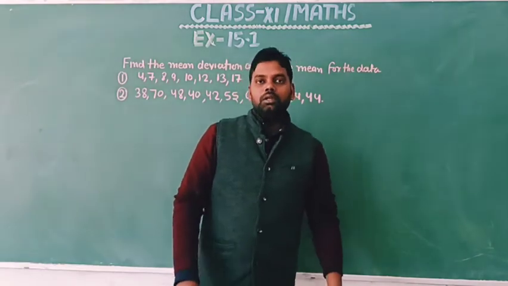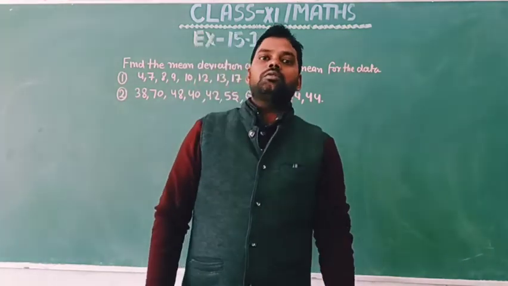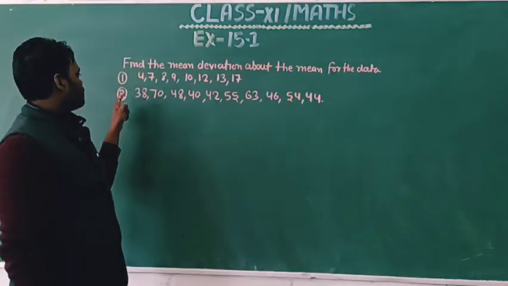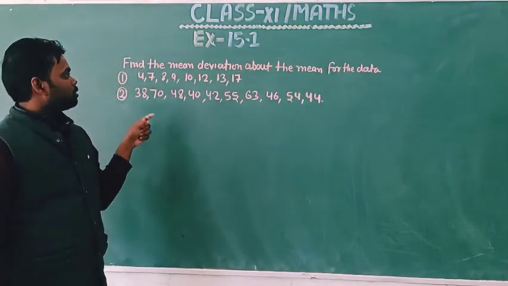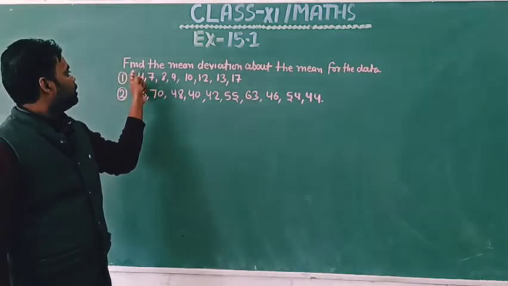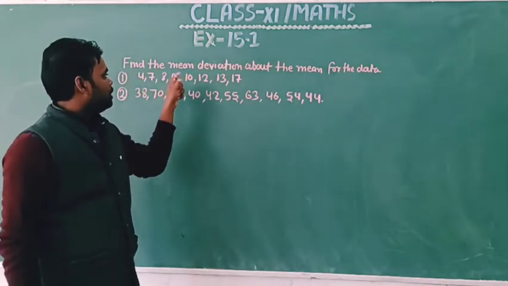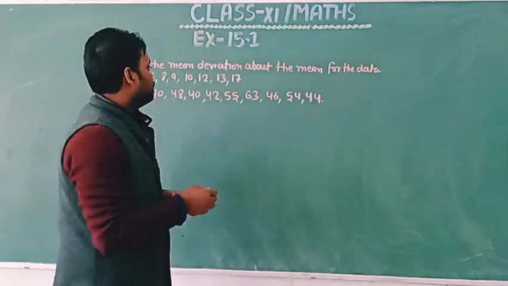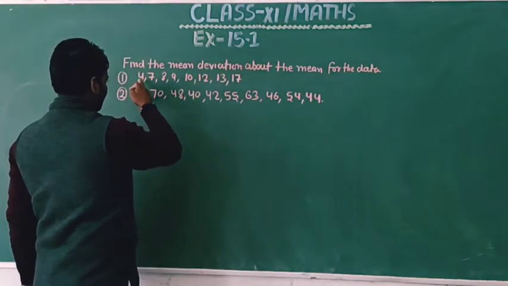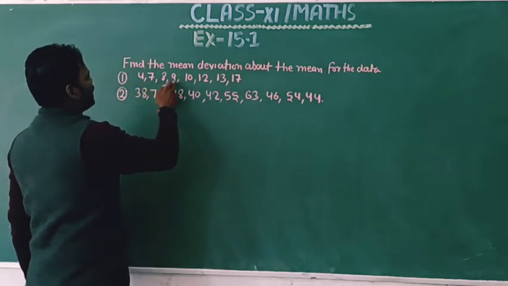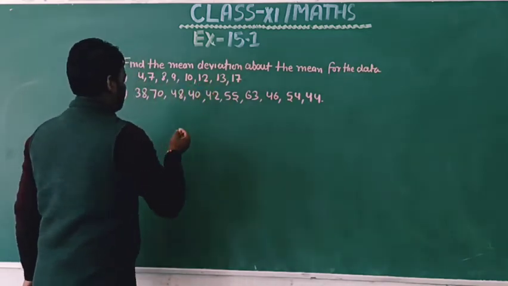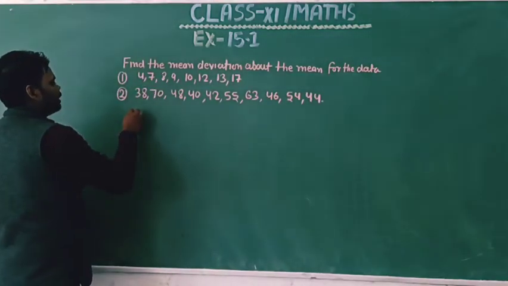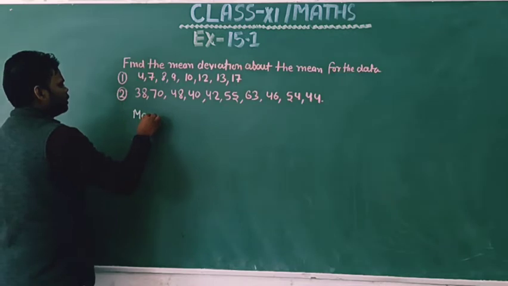Children, now I am going to solve Exercise 15.1, questions 1 and 2. In this question it has been said to find the mean deviation about mean for the data. The first data is 4, 7, 8, 9, 10, 12, 13, 17. First find its mean.